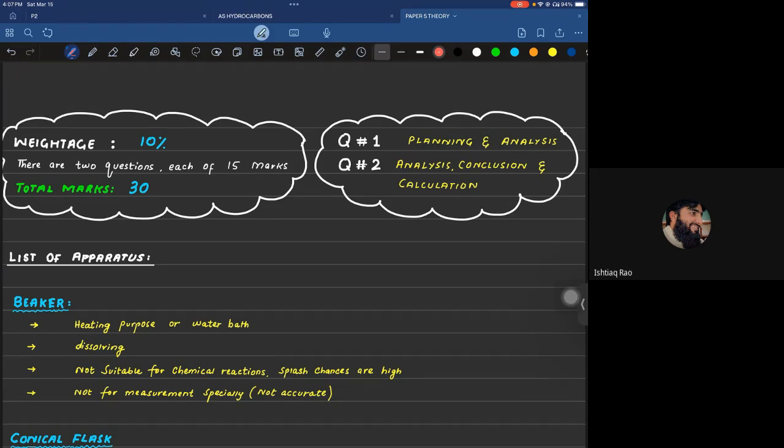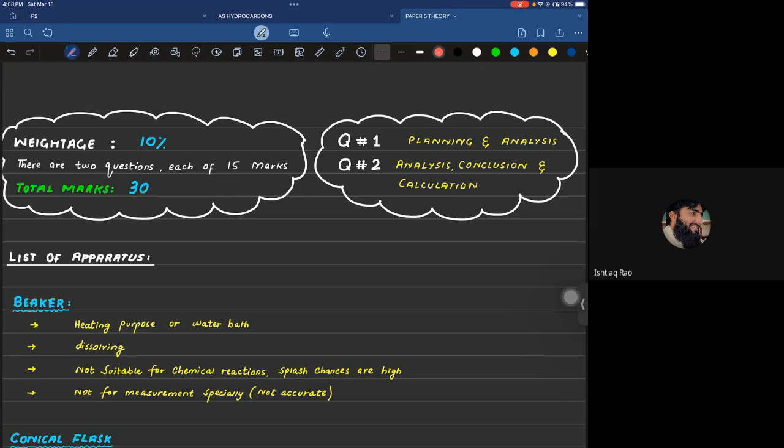There are two questions you will see in paper 5. Each question is of 15 marks. Question 1 would be based on planning and analysis. And question 2 is based upon analysis, conclusion, and calculation. So we will see what type of planning we are supposed to have in paper 5 in question number 1, and what type of calculations we are supposed to do in question number 2.